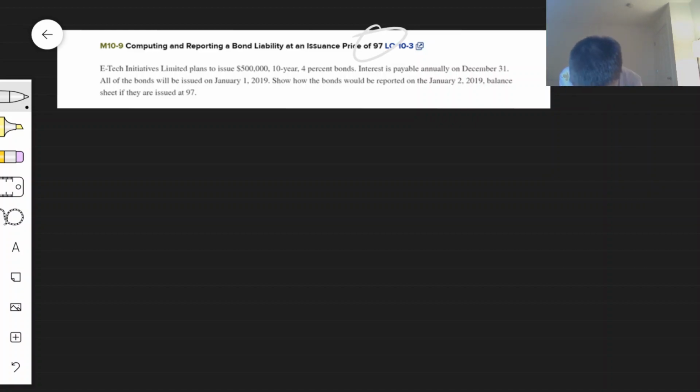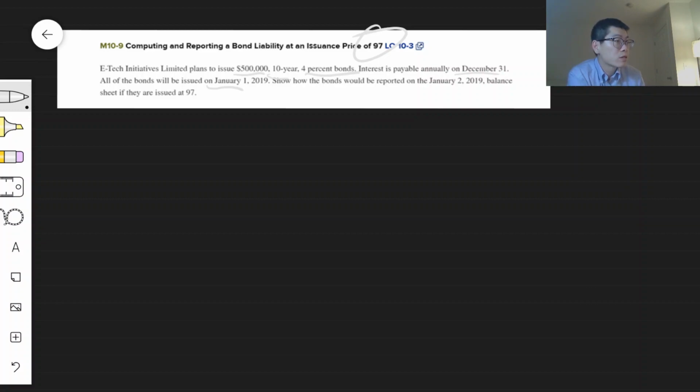97. So, the company plans to issue $500,000 10-year 4% bonds. Interest is payable annually on December 31st. All the bonds will be issued on January 1st, 2009. Show how the bond will be reported on the January 2nd, 2019 balance sheet if it's issued at $97 per share.